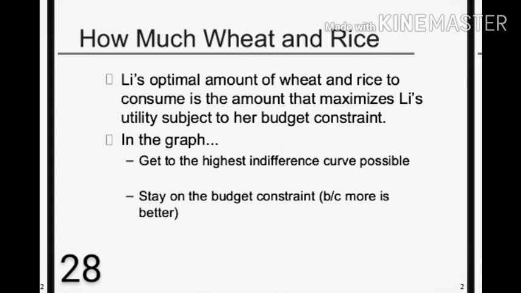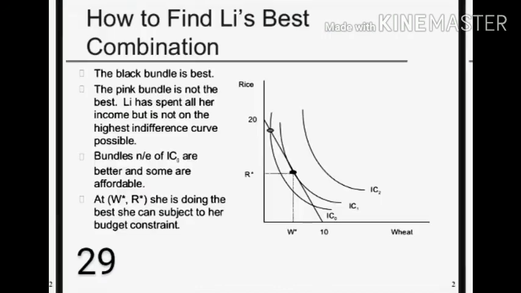The optimal amount of wheat and rice to consume is the amount that maximizes Lena's utility subject to her budget constraint. In the graph, get the highest indifference curve possible. Stay on the budget constraint. This is how to find Lena's best combination of wheat and rice on the indifference curve.